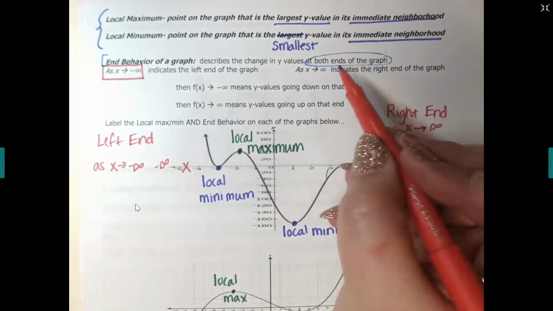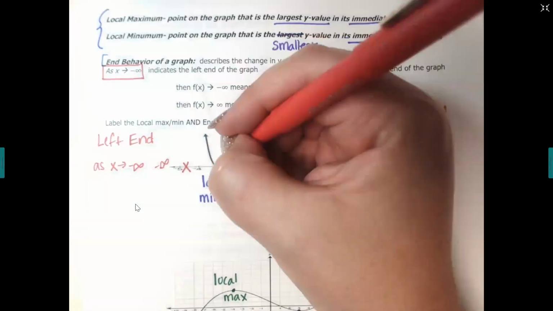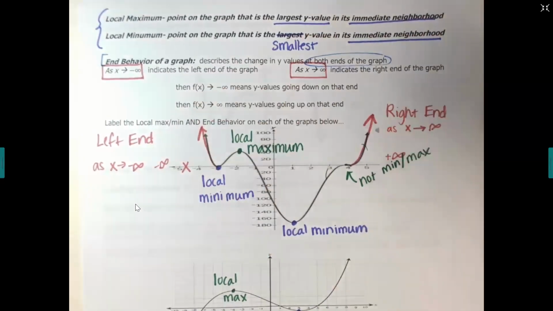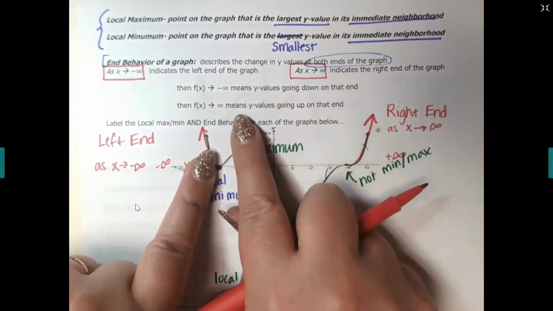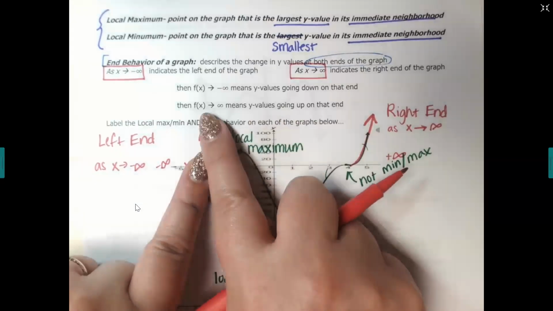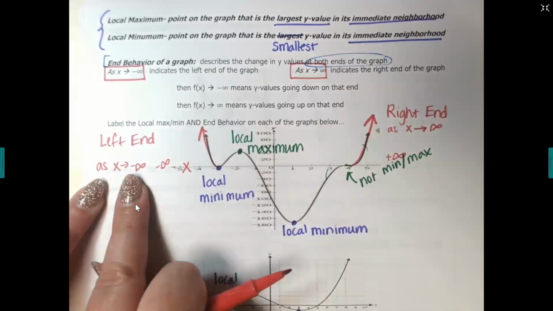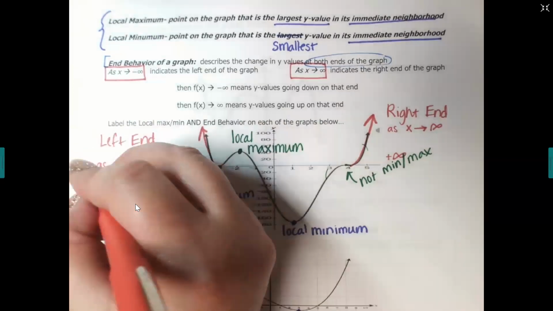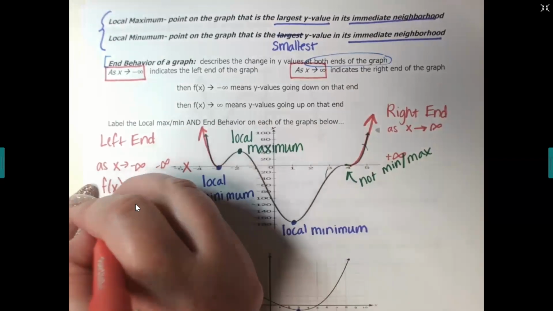Then the second part of that statement is going to be what your y values are doing. On this graph, you can see that both of the ends of my graph are pointed up. So if both of my ends are going up, then I'm going to say that f of x is also approaching infinity. As x goes to the left end of the graph at negative infinity, my f of x is going to infinity. That means points up.